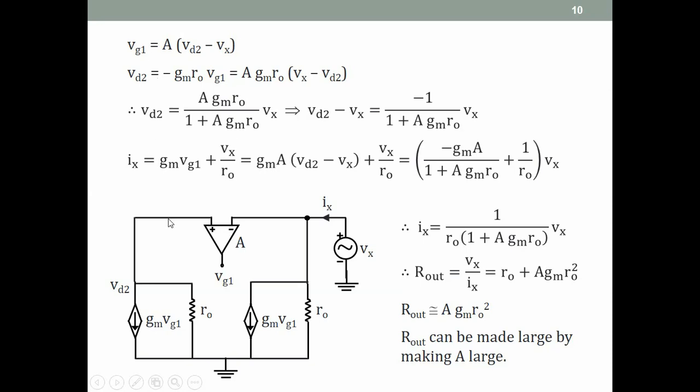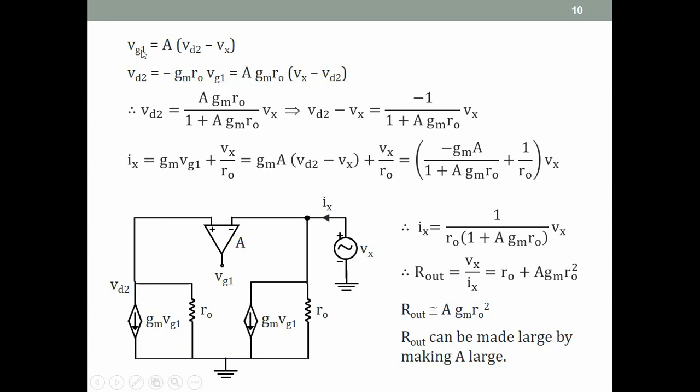So we write the equation. So we start here. The op-amp of course does not draw any current, so this current circulates here, and so we can write for this loop VD2 is equal to minus gm ro VG1, which is here. And then for the op amp, we write VG1 is equal to the gain of the op amp A times VD2 minus Vx. This is VD2, this is Vx. So VG1 is A into VD2 minus Vx. VD2 is minus gm ro VG1.